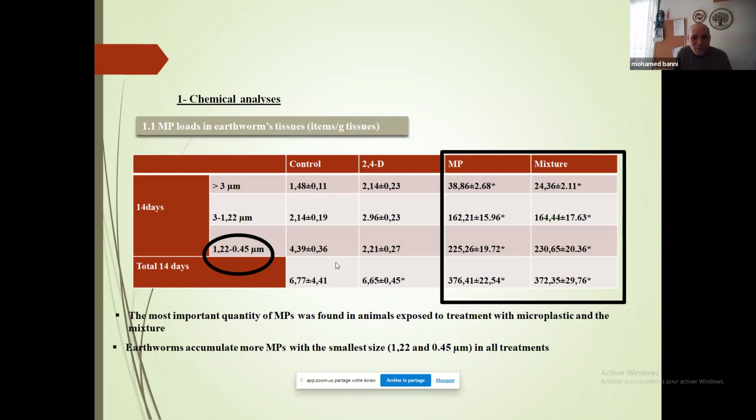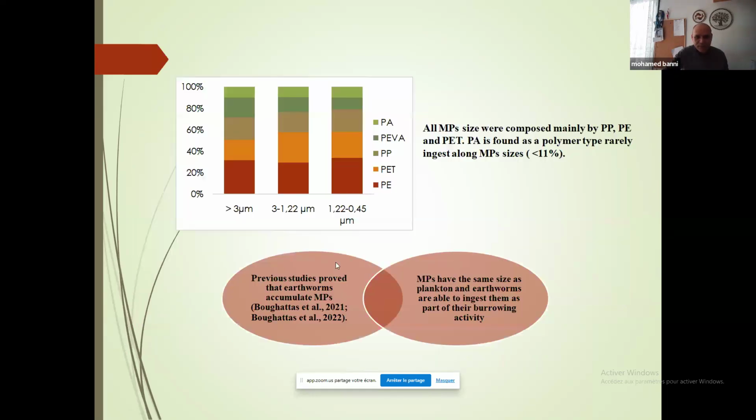So we no longer have so-called plastic-free soils, if you want. The contamination is widespread with different levels, but it is there. Then we try to identify the type of microplastic: PA, PEVA, polypropylene, polyethylene terephthalate, and polyethylene. This is just information for us to know the origin of this microplastic.